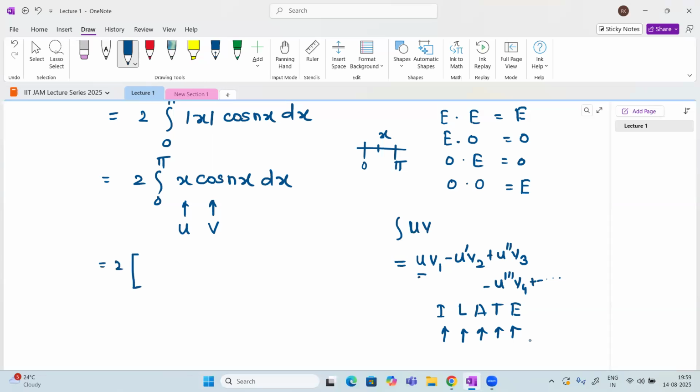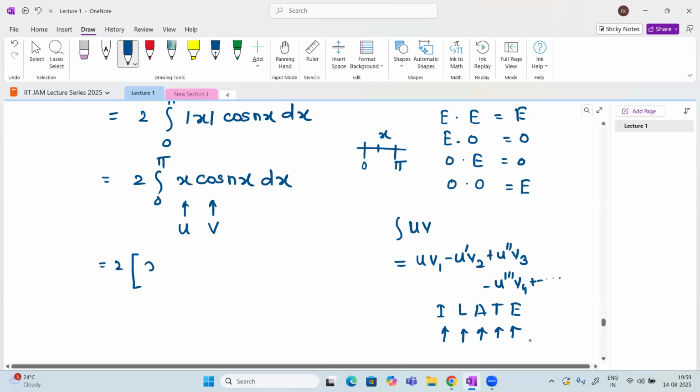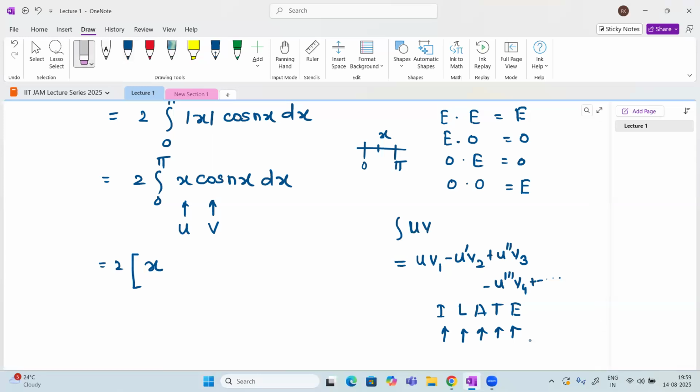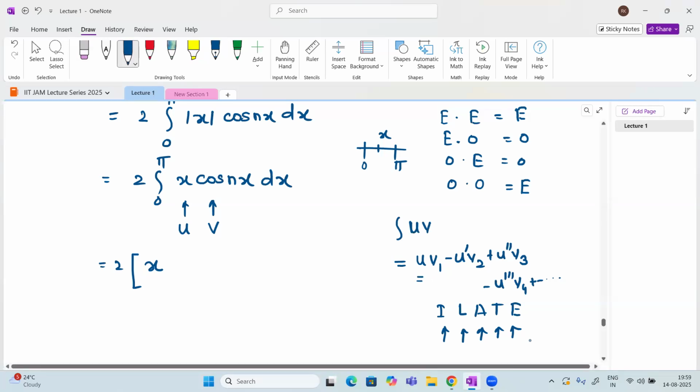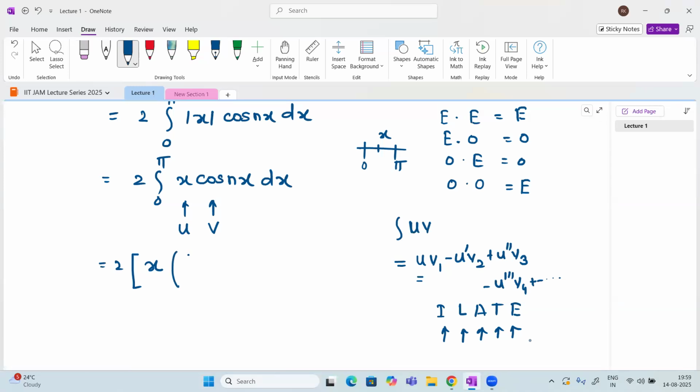We write U as it is, that means x as it is. That suffix V1, that suffix 1 stands for integration, right? यानी कि क्या करना है, U के derivatives लेने हैं और V के integrations लेने हैं. Simple सी बात है, right? We have to take the derivatives of U and integration of V. First, we copy U as it is. V1 means integration of cos nx. What is integration of cos nx?